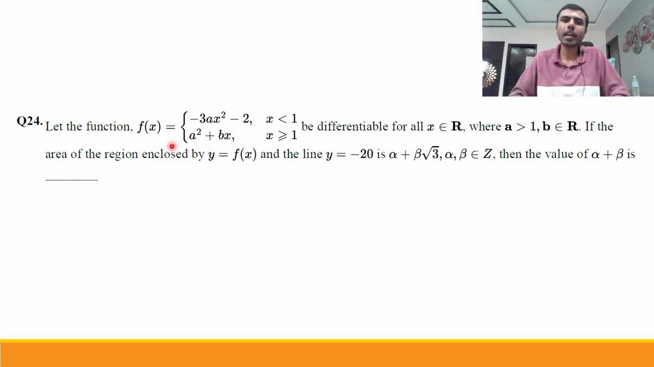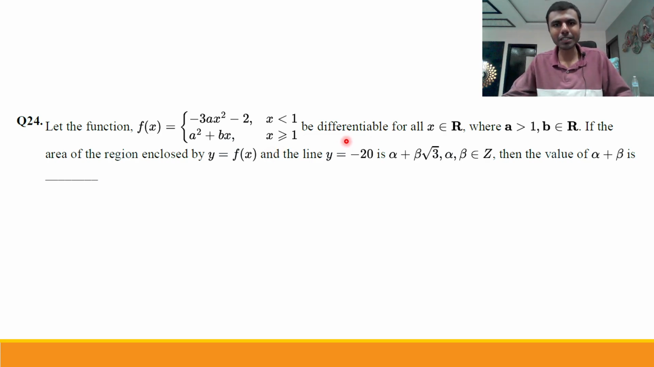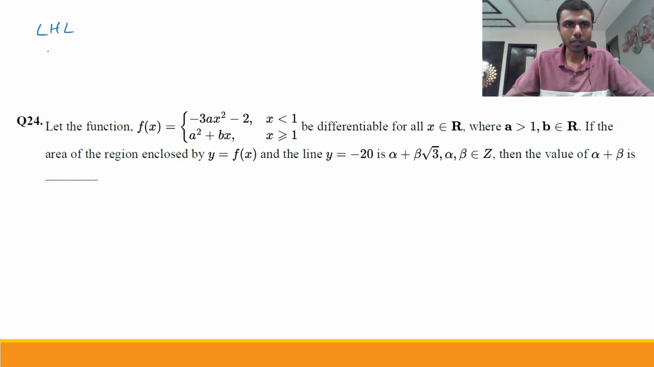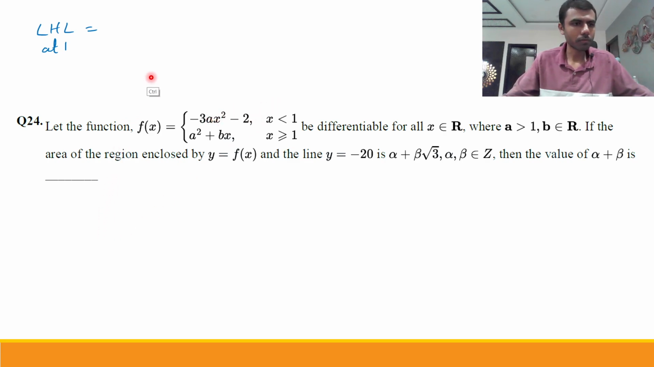Now, how do we find A and B? Where is the information? Well, it's there in this differentiable condition. Now, if a function is differentiable, it is continuous. If a function is continuous, LHL equals RHL, right? What is LHL at 1? Left hand limit at 1, just put 1 in this, would be minus 3a minus 2.